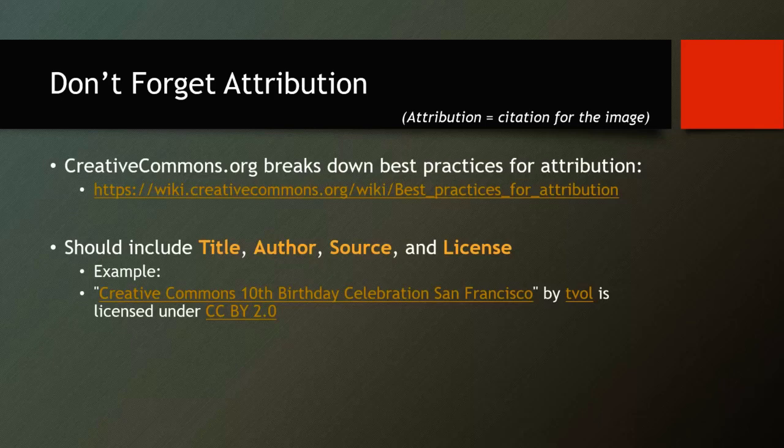Here's an example of an attribution for a Creative Commons licensed photo. Here we have the title of the photo, and you can see the title is also a hyperlink, which will take us back to the Flickr webpage where this photo was originally found. After the title and the source, we have the author. In this case, it's TVOL, which is the username of the person that uploaded the photo to Flickr originally. Following that, we have the licensing information, where we're telling people the license is CC BY 2.0. So that's a Creative Commons photo.